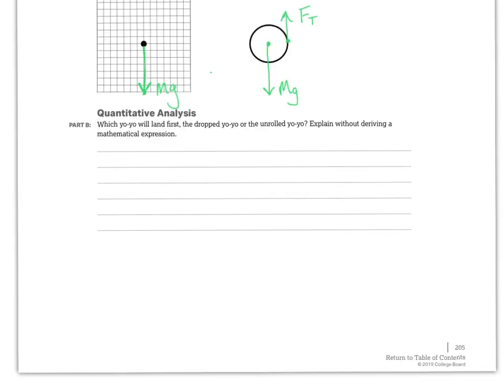In part B, your explanation should rely on the fact that if something is in free fall, it's accelerating at exactly 9.8 meters per second squared. Whereas this yo-yo that's being unraveled, it's trying to get pulled down at a rate of 9.8 meters per second squared, but this tension force is working against that pulling force downward. So the yo-yo that's being unraveled with the string will have a smaller acceleration because its net force is less. And with a smaller net force, it should have smaller acceleration.